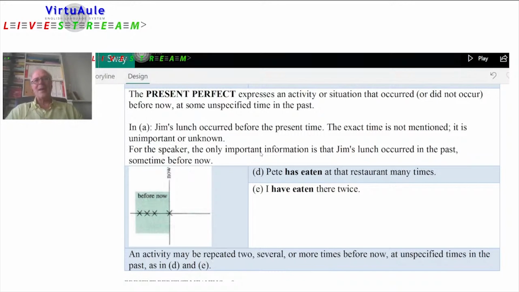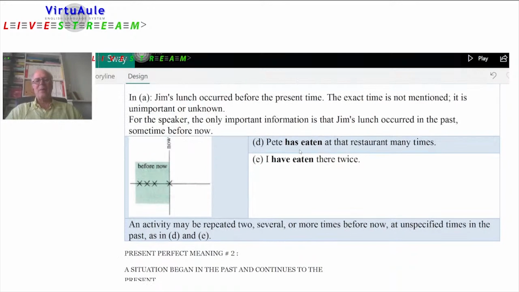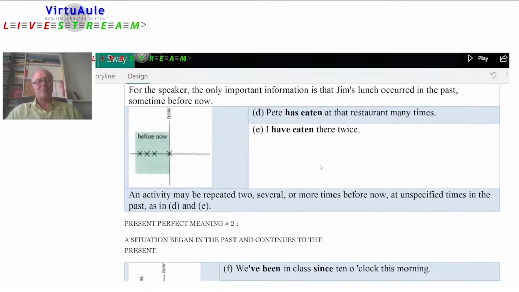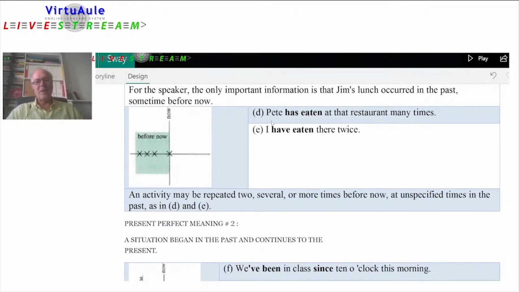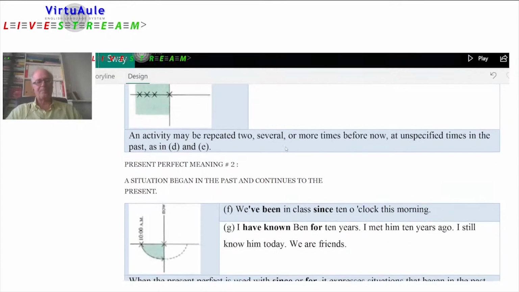Not because it is happening in the present, but because the event or the situation has some link with the present. Pete has eaten at that restaurant many times. You see, it's before now. He's eaten 1, 2, 3. I have eaten there twice. An activity may be repeated several more times before now at unexpected times in the past, as in B, C, D and E, Pete and I.